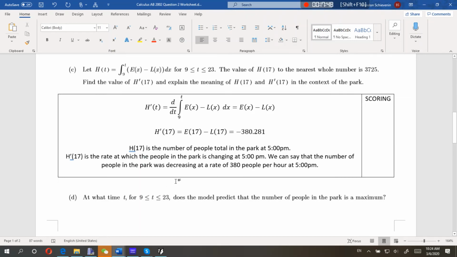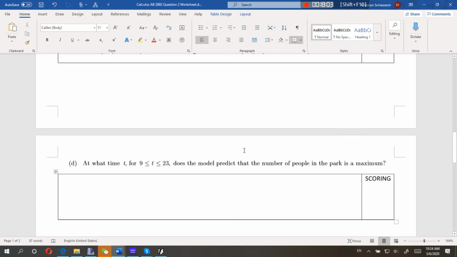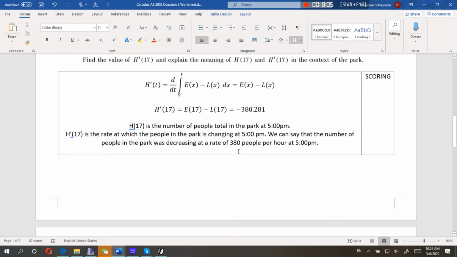Last one. Give myself a little bit more space. At what time between 9 a.m. and 11 p.m. does the model predict that the number of people in the park is at a maximum? Okay, what has to be true when the number of people in the park is maximized? The derivative. It should be equal to 0. Derivative should be equal to 0.